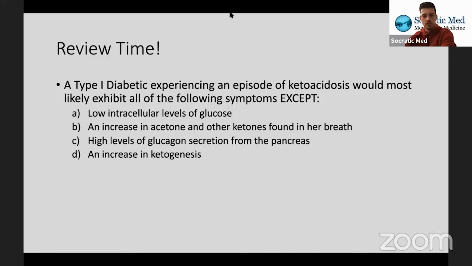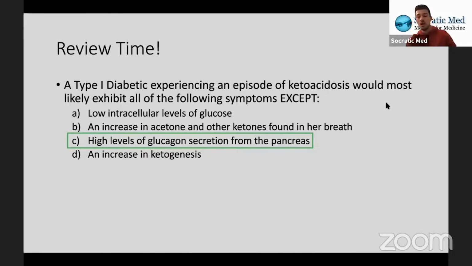So we had 20% of you say A, nobody said B, 80% of you said C, and nobody said D, and nobody said I don't know, which is cool because the correct answer is C, in fact. So let's look at the question a little more closely. A type 1 diabetic experiencing an episode of ketoacidosis would most likely exhibit all of the following symptoms except, and it's not really super important that you even know the difference between the two types of diabetes, just the fact that diabetes leads to an increase in your blood glucose levels. So they would exhibit all the following symptoms except low intracellular levels of glucose.